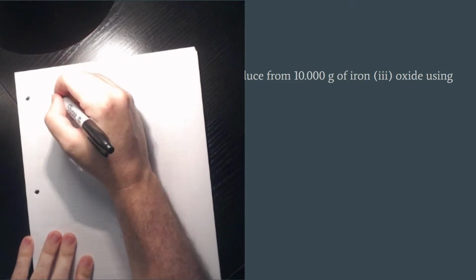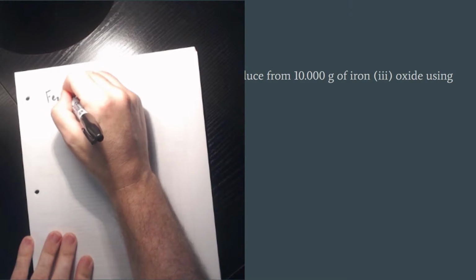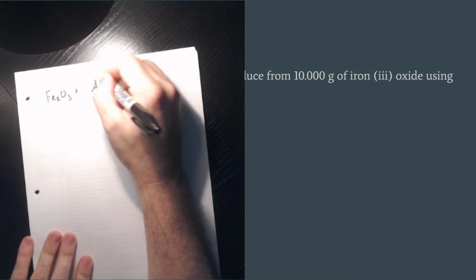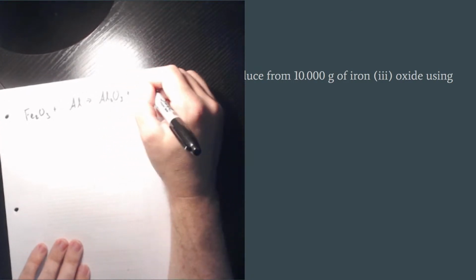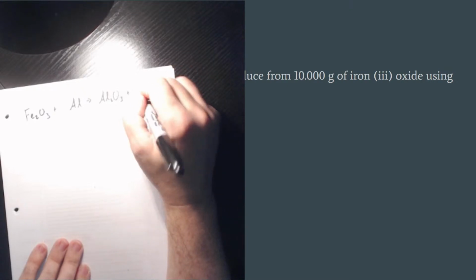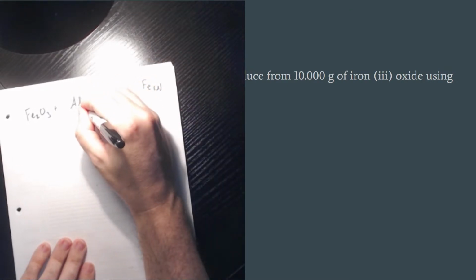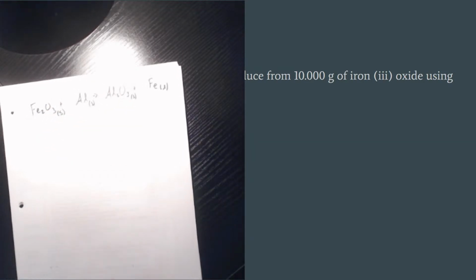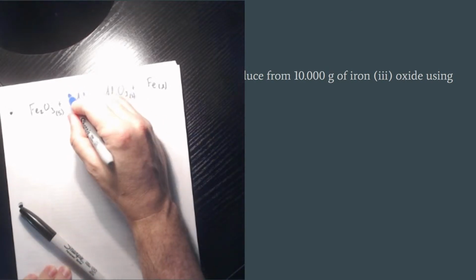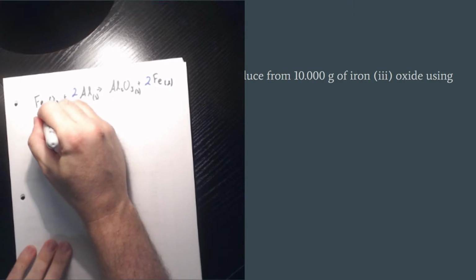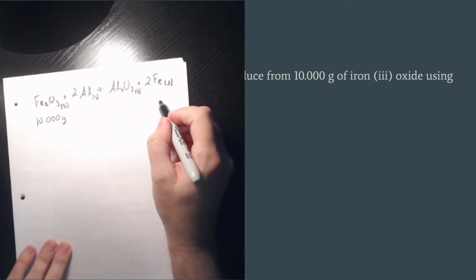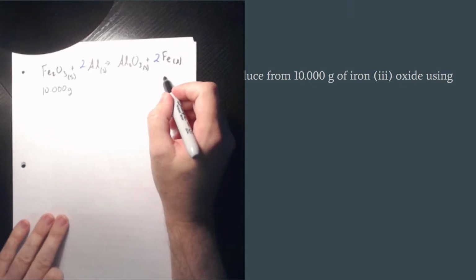You react rust with powdered aluminum to produce aluminum oxide and molten iron. It's a very, very, very exothermic reaction. All right, so now we go ahead and balance this, 2 and 2. Okay, so if we start with 10 grams of iron oxide, how many grams of liquid iron will we be able to produce?